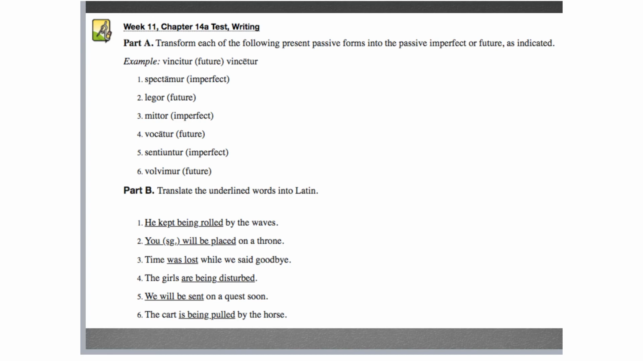Here's the writing. You're taking the first form and you're making it the tense in parentheses. So for the imperfect, we're obviously just adding a BA. So spectabamur. And for this future, because it's third conjugation, we're changing that to an A, legar. And then down here, we're just translating the underlined words into Latin. So the 'kept being' is imperfect. So volvo is roll. So volvebatur. And then you will be placed. So poneris.